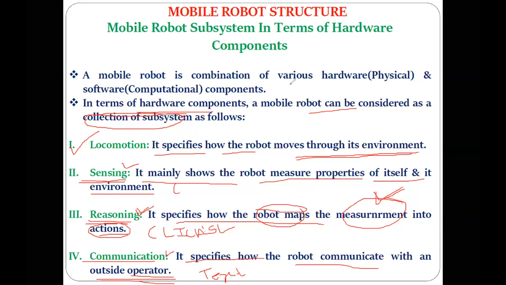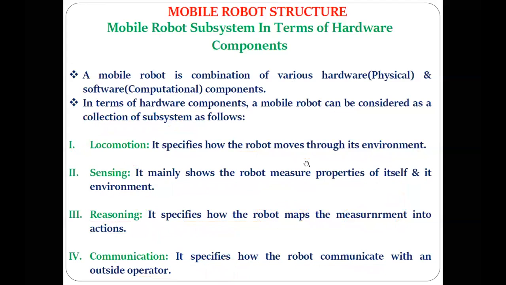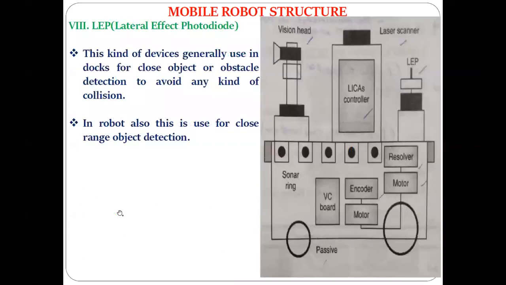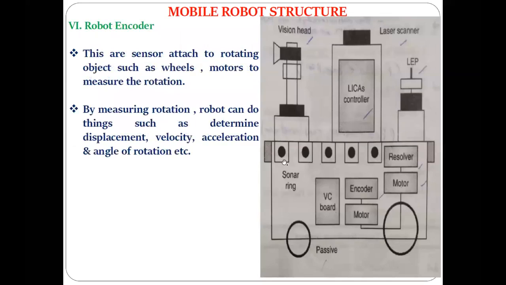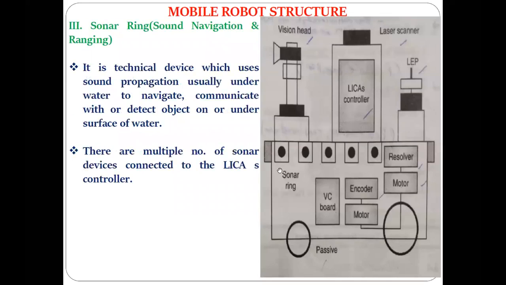So these are the different things related with the mobile robot hardware, the structure of the mobile robot, and the subsystems related with the components of the mobile robot. A 10 to 12 marks question can be asked on these topics, a 4 marks question can also be asked on the mobile robot subsystems, and 10 marks can be asked on the structure of the mobile robot with this diagram, etc. Correct?